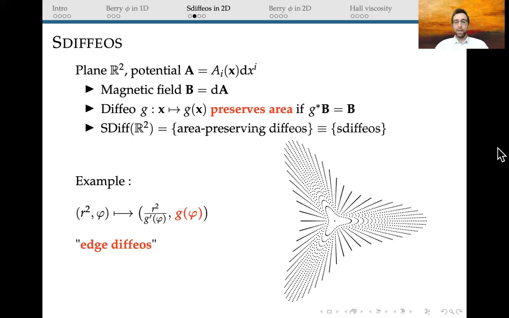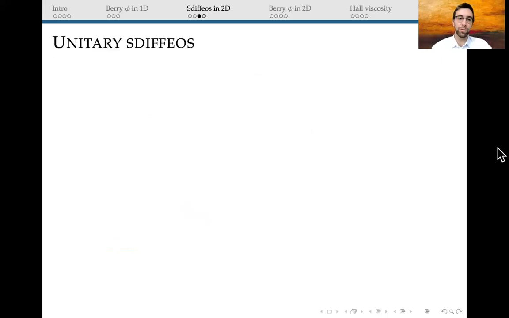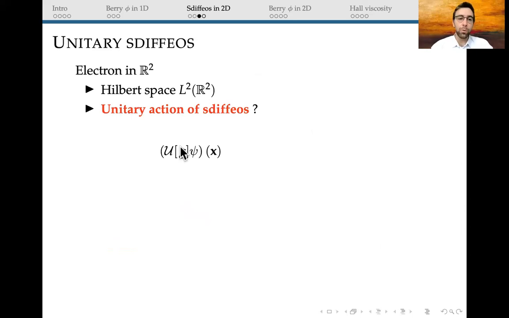Now, what I've done so far was completely classical in the sense that I never talked about quantum mechanics. I just talked about the plane where I'm performing some deformations. But what I now want to do is to define a unitary action of these deformations on wave functions. So consider a wave function, which is square integrable in the plane. And let's ask how we can act unitarily on such wave functions with Zdifeos.